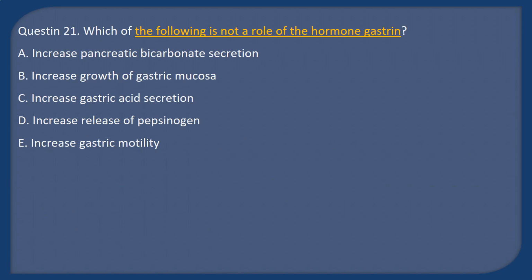Question 21. Which of the following is not a role of the hormone gastrin? A. Increased pancreatic bicarbonate secretion. B. Increased growth of gastric mucosa. C. Increased gastric acid secretion. D. Increased release of pepsinogen. E. Increased gastric motility.